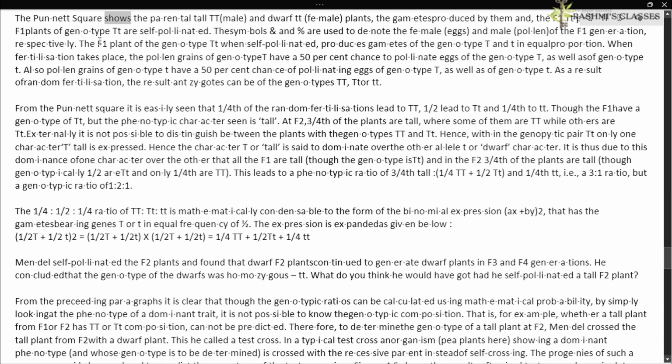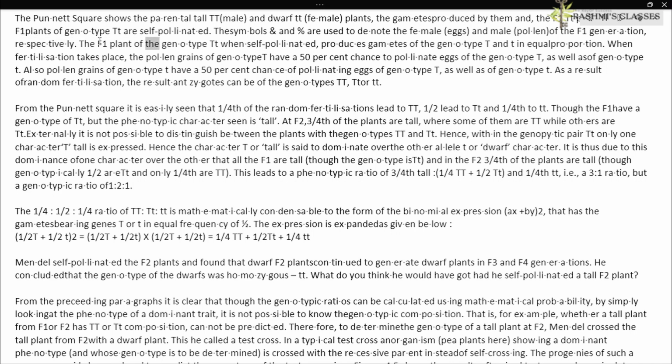The Punnett square shows the parental tall TT, male, and dwarf tt, female, plants, the gametes produced by them, and the F1 Tt progeny. The F1 plants of genotype Tt are self-pollinated. The symbols ♀ and ♂ are used to denote the female, eggs, and male, pollen, of the F1 generation, respectively.